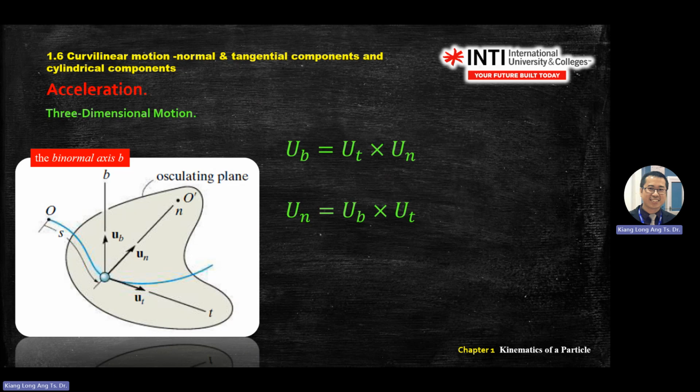Can you guess the equation for u_t? What crosses what? N cross B. N cross B. Okay.